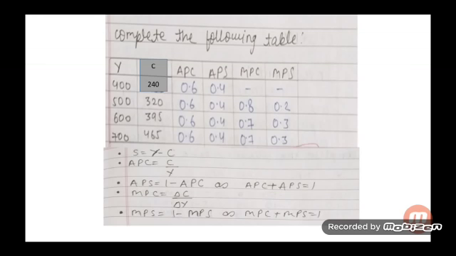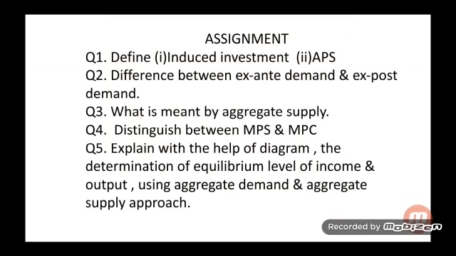And to calculate MPS, I had used here again the relationship MPC plus MPS is equals to 1. That is 1 minus MPC, then what will we get? MPS. 1 minus 0.8 is 0.2. 1 minus 0.7 is 0.3. 1 minus 0.7 again it is 0.3. I hope it is clear now.